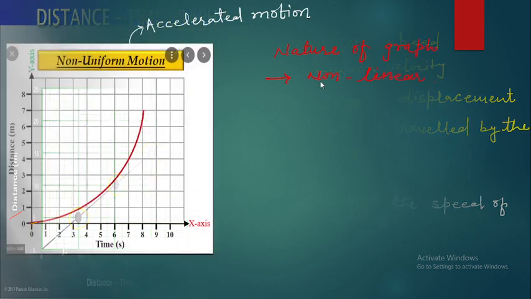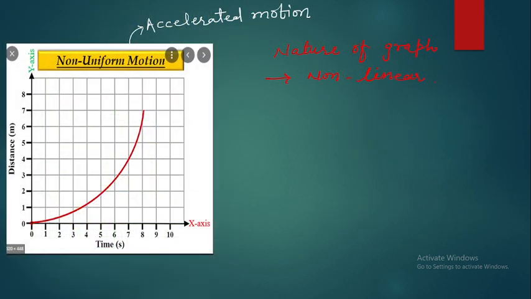Next, non-uniform motion. We know when an object travels unequal distances in equal intervals of time, it is known as non-uniform motion. Another name of this motion is accelerated motion. For non-uniform motion, the distance time graph is non-linear. The nature of the graph is non-linear for the non-uniform motion.